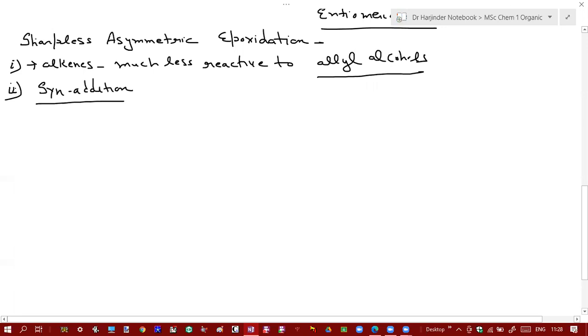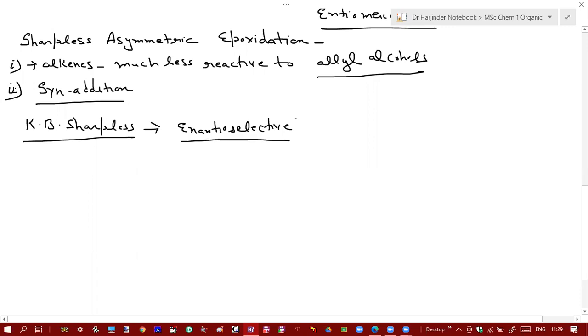But this Sharpless asymmetric epoxidation, which was given by the scientist K. B. Sharpless, and he got the Nobel Prize for this reaction, is a very enantioselective reaction.